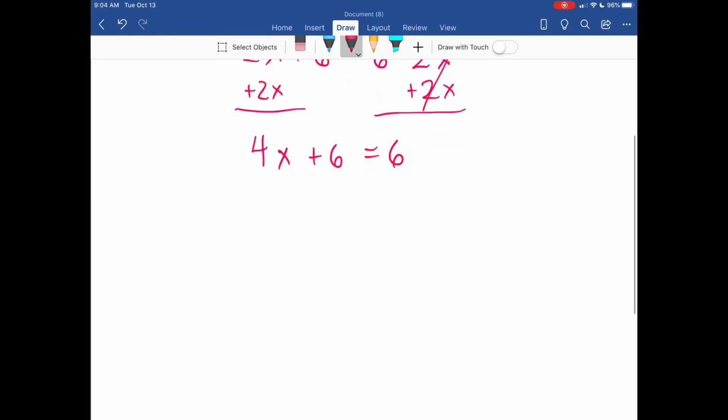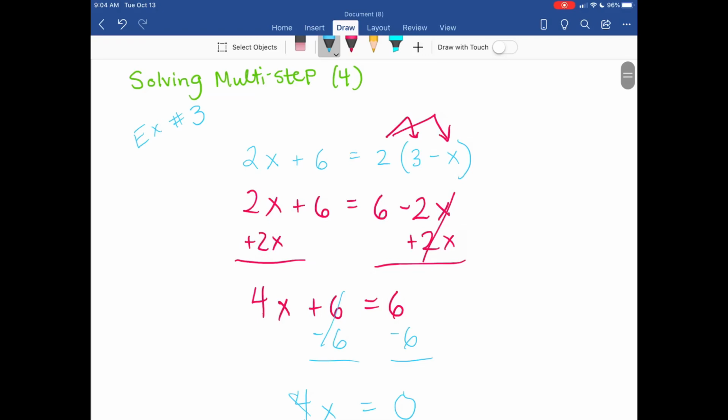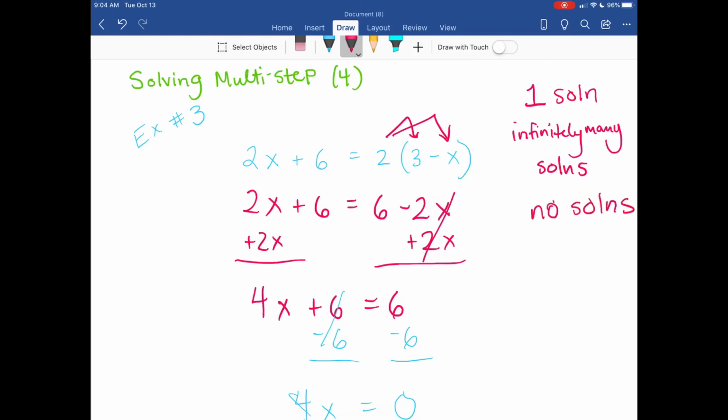I want to get my constants together. I'm going to subtract 6 from both sides. That leaves us with 4x equals 0. If I want x alone, I would divide by that coefficient, and 0 divided by 4 is 0. So this equation has a solution of x equals 0. So you'll notice in this assignment that we end up with equations that have one solution, infinitely many solutions, or no solution.